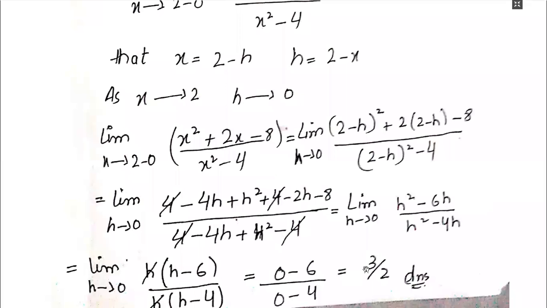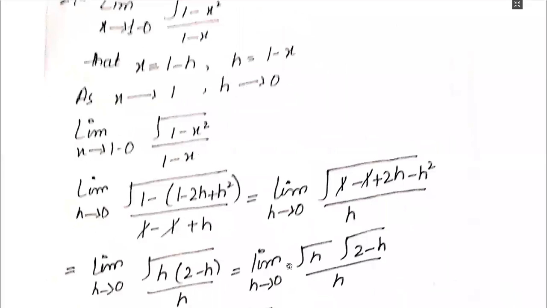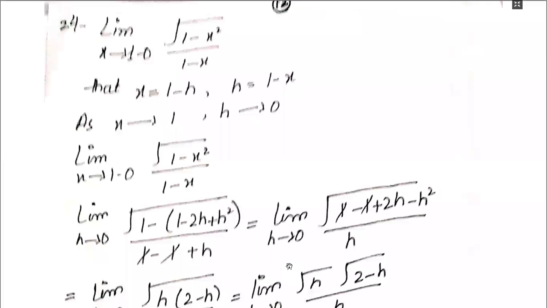This is simple. We get finally 3 upon 2, and apply the limit: 3 upon 2 is 0, and 3 upon 2 is a finite number. Okay, and this is the same type of problem, left hand limit.